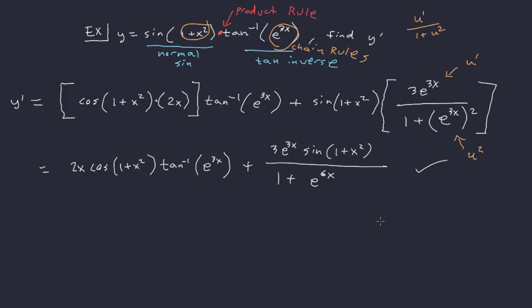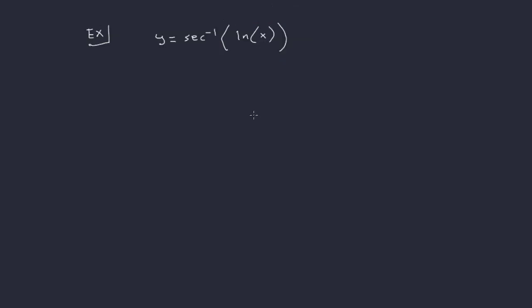Let's look at one with a secant. Okay, so here we have y equals secant inverse of ln x. Just a chain rule. I figure secant is complicated enough. So our derivative, so remember our secant rule is u prime over the absolute value of the stuff times the square root of the stuff squared minus 1. So we're going to start with the derivative of the stuff. Well, our stuff is this natural log of x. So the derivative of this stuff is 1 over x.